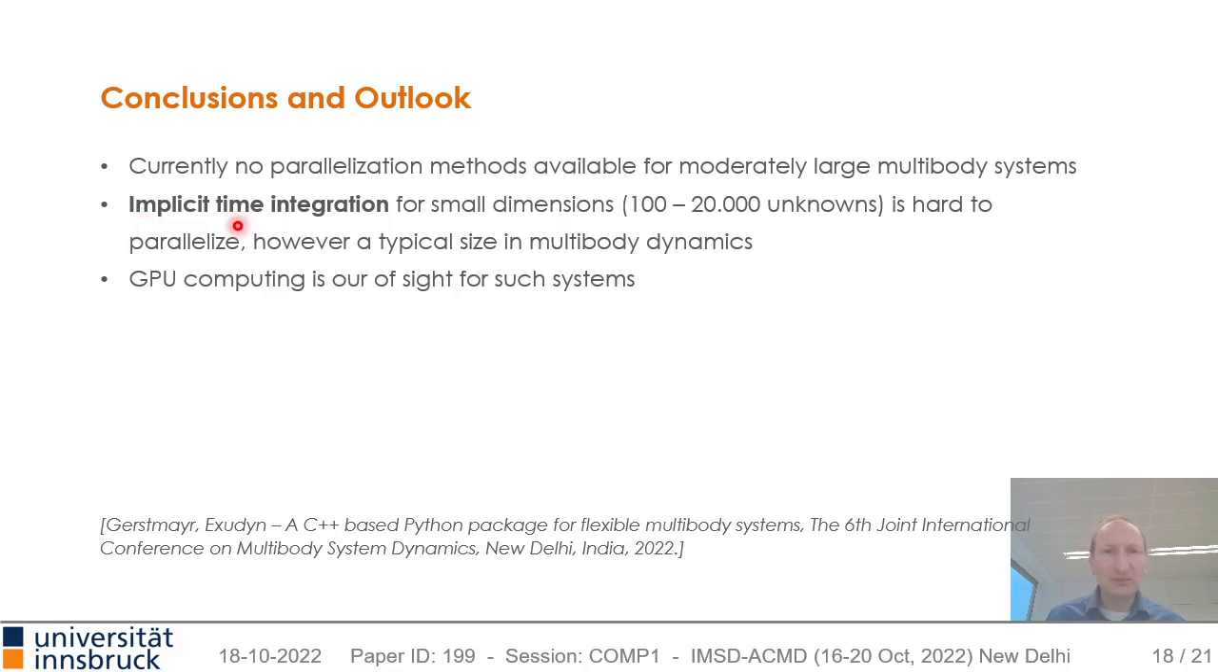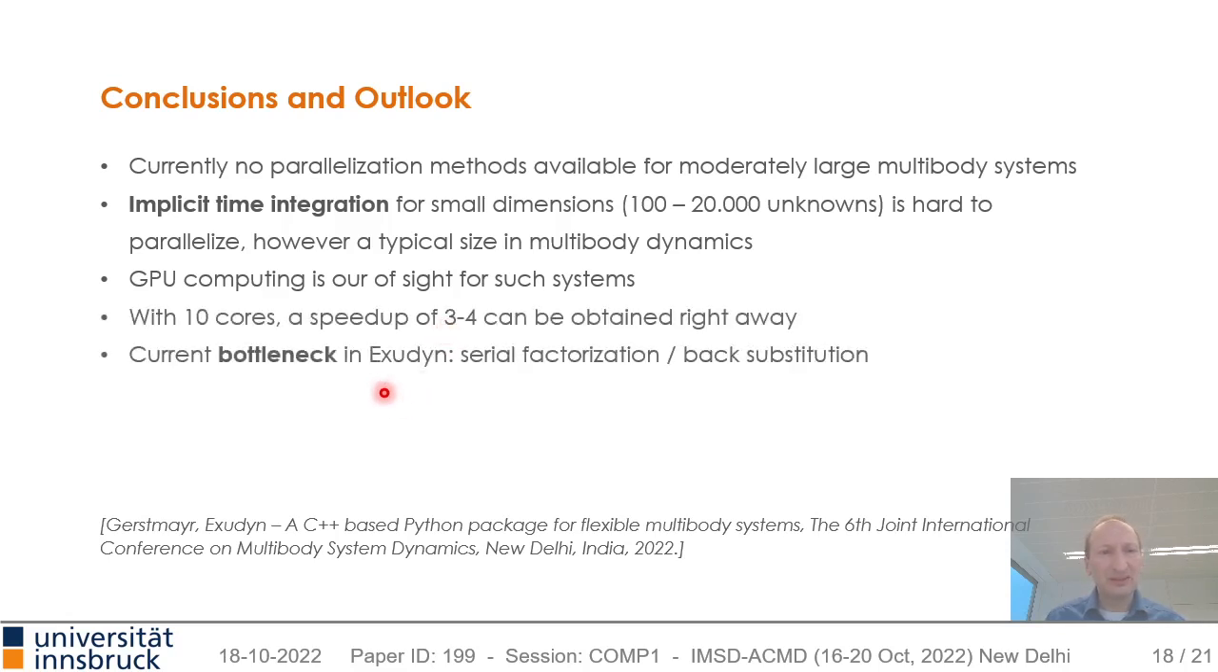Also the implicit time integration for small scale systems is hard to parallelize because starting up the parallel solver is too slow. Still, GPU computing is out of sight for such systems, and also we don't have any approaches for that. But we can say that with our approach, we have a speedup of 3 to 4, typically for 10 cores, just with the bottleneck that the factorization is serially done in Exudyn up to now.